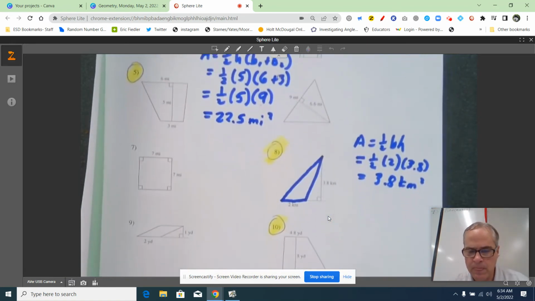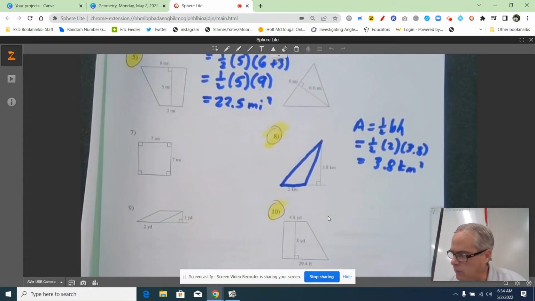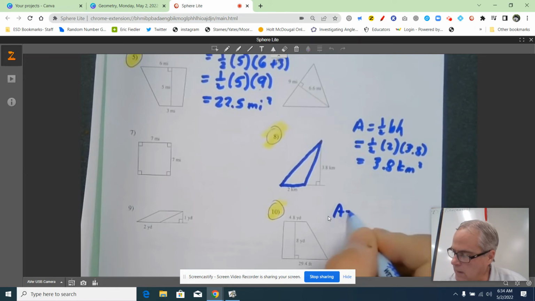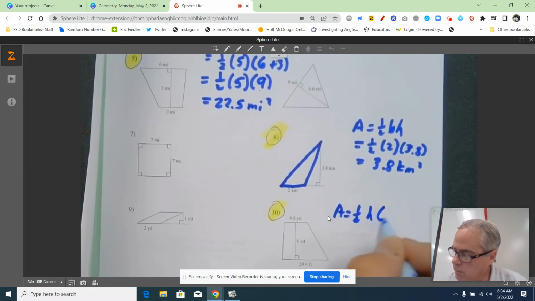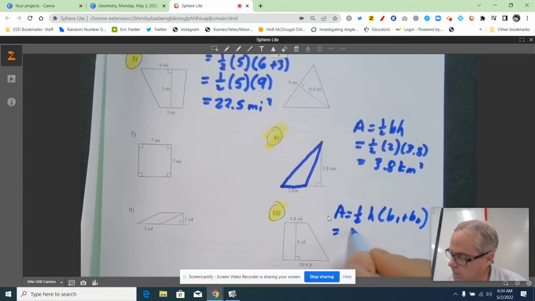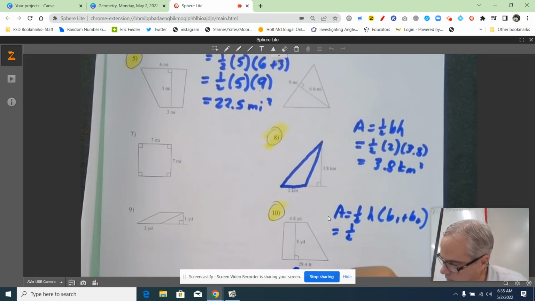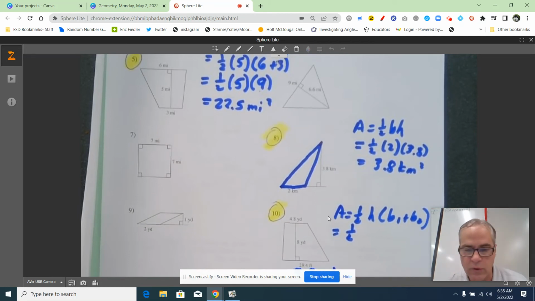Here comes our last one. Let me move it up a little bit. All right, so area is equal to 1/2 h (b1 plus b2). There's a little bit of a curveball on this one. And the curveball is, notice this down here, this dimension is in feet. The rest of it is in yards. I think I'm going to do my answer in terms of yards. So I'm going to take 29.4 feet and divide it by 3. I get 9.8 yards. Check on all of these that you have the same units.